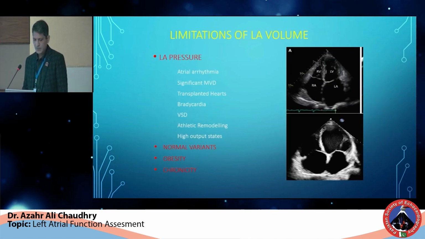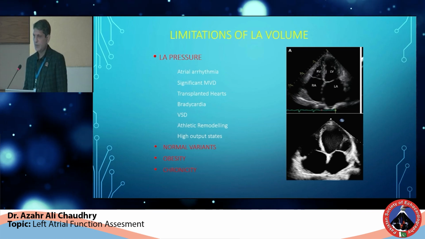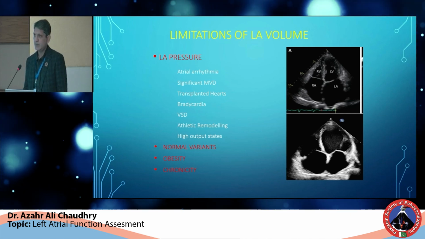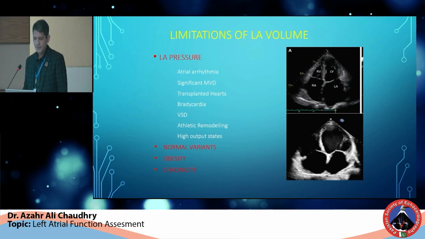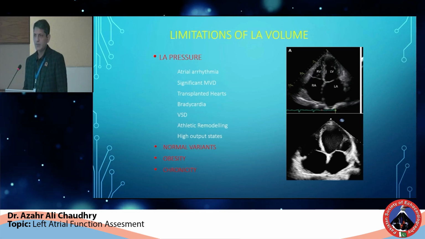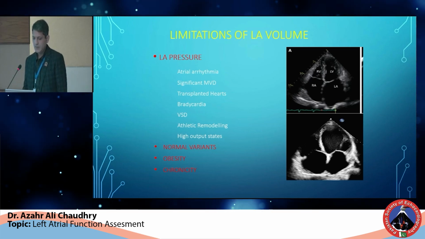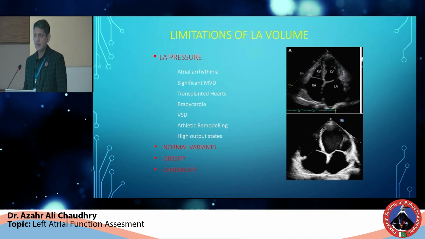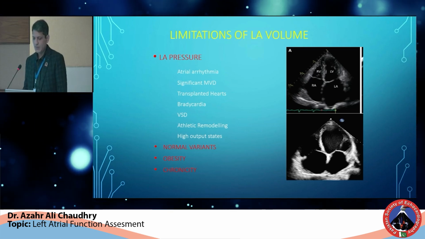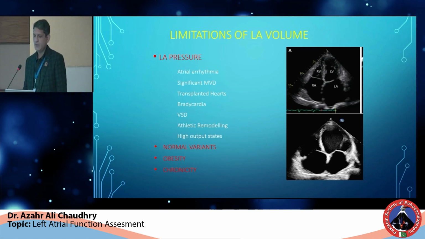There are certain limitations to the left atrial volume index, though it is a very robust risk stratification tool. Like in atrial arrhythmias, valvular heart disease, young athletes, or bradycardia, the LA is enlarged, though the LA pressure may be normal or the LA function may also be normal.